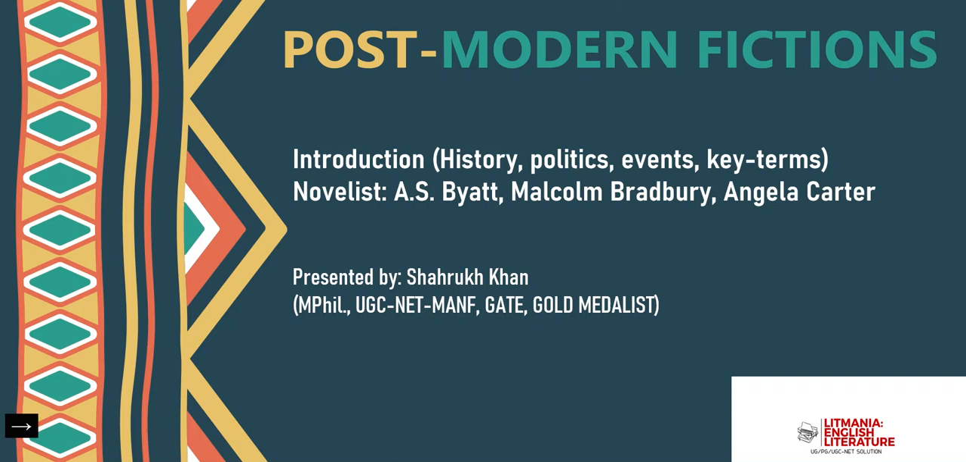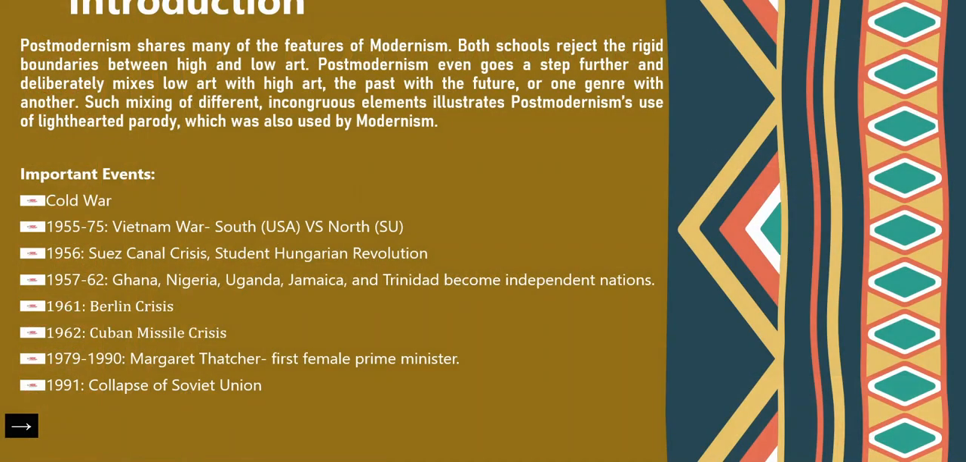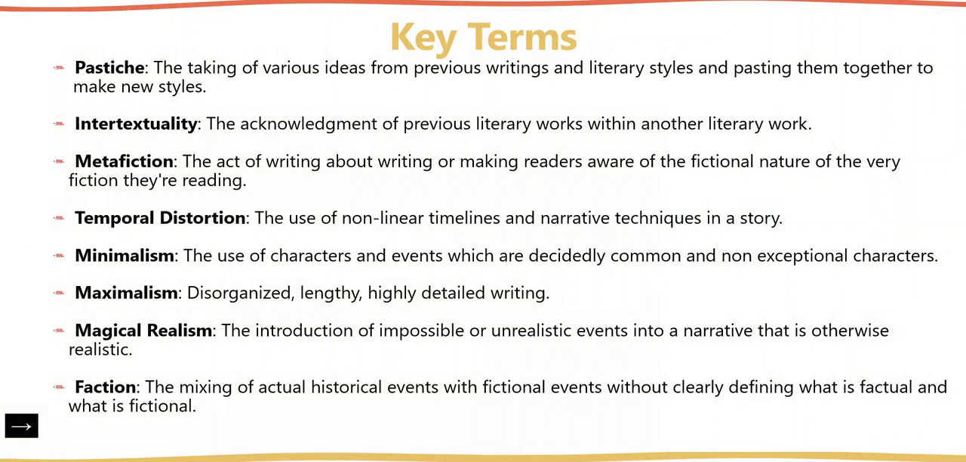So in the beginning of this modern age, I discussed modernism and postmodernism. I was talking about the features of postmodernism. What are the important events we have discussed? If you remember: Cold War, Vietnam War, Suez Canal crisis, Hungarian Revolution, then the May 68 Revolution, Berlin crisis, Cuban Missile crisis. These are all the incidents that somehow shaped the work of that time. Then I also talked about the key terms associated with postmodernism: pastiche, intertextuality, metafiction, temporal distortion, minimalism, maximalism, magic realism, and faction.